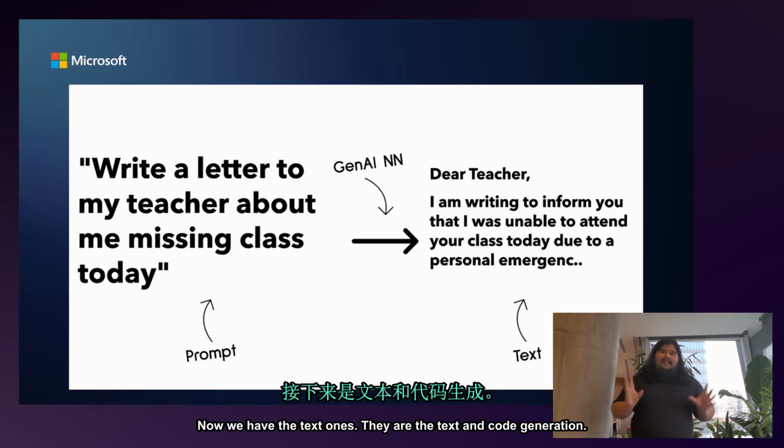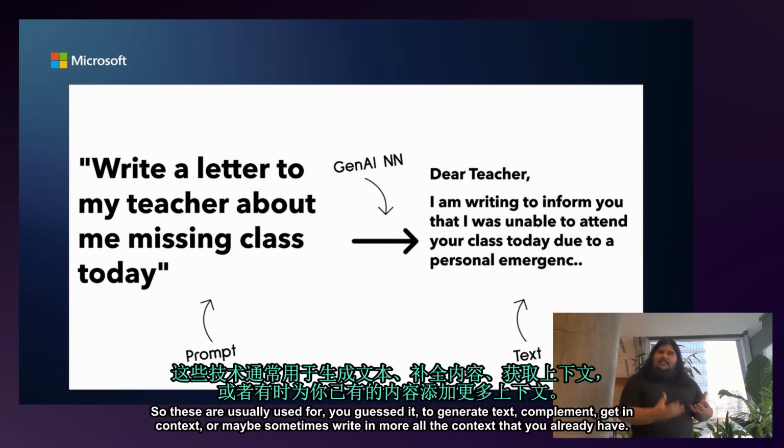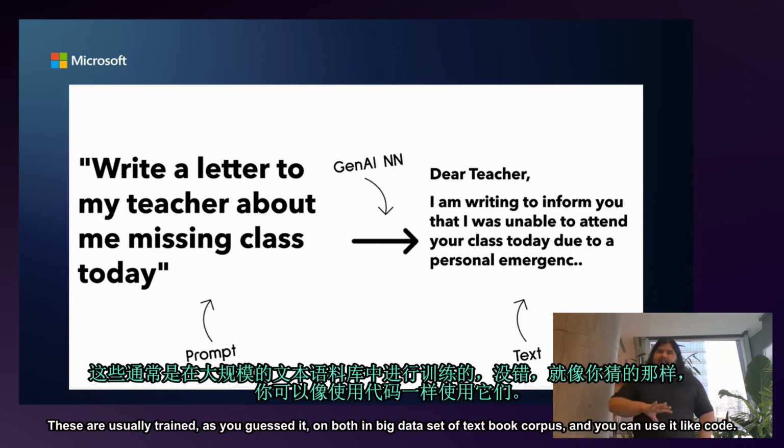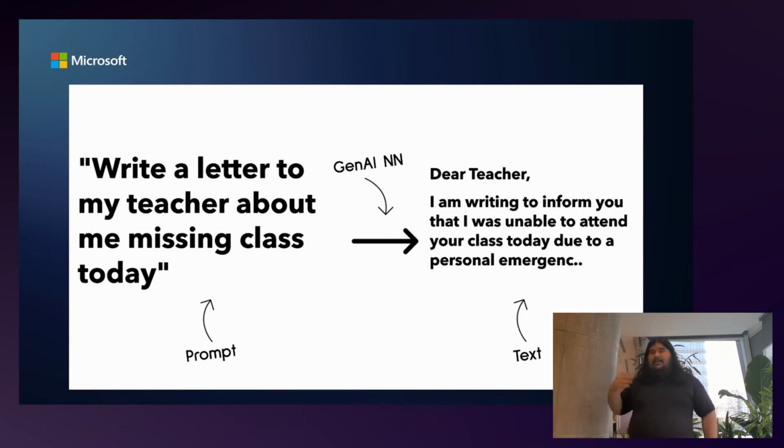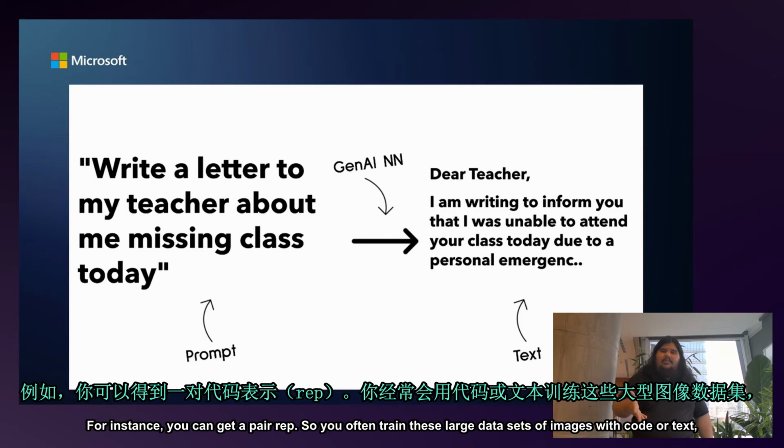Now we have the text ones. They are the text and code generation models. So these are usually used, as you guessed, to generate text, complete text, get context, or sometimes even write more on the context that you already have. These are usually trained on a big dataset of textbook corpus, and you can use it for code. For instance, you can get Parrot.